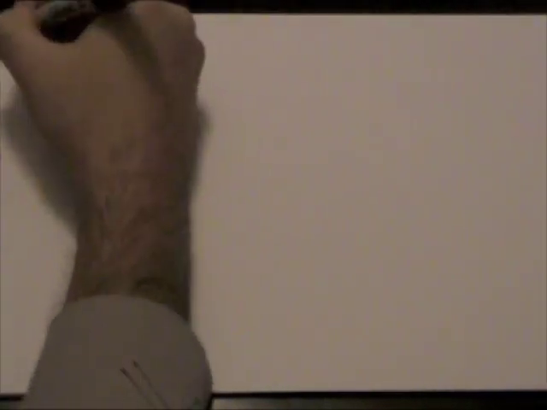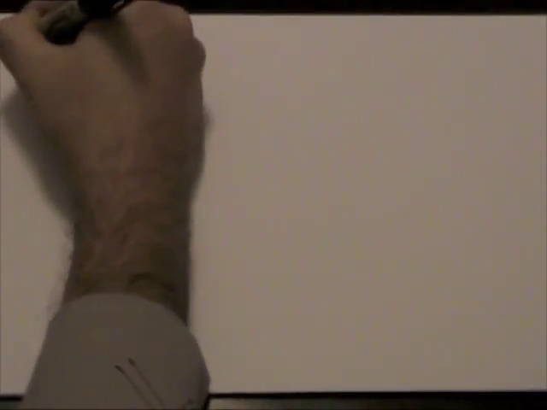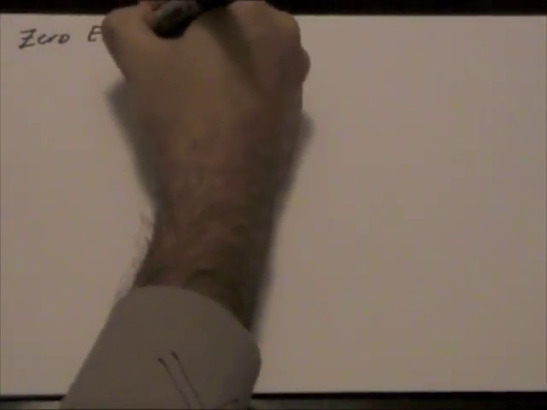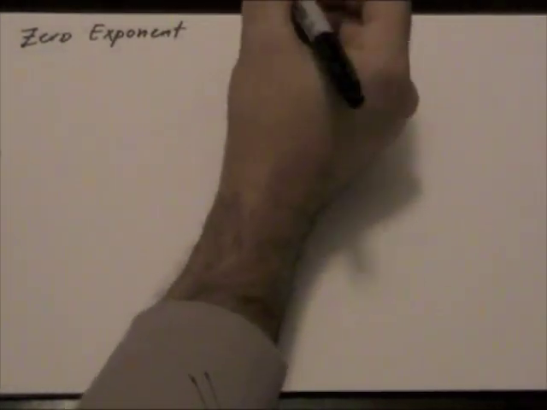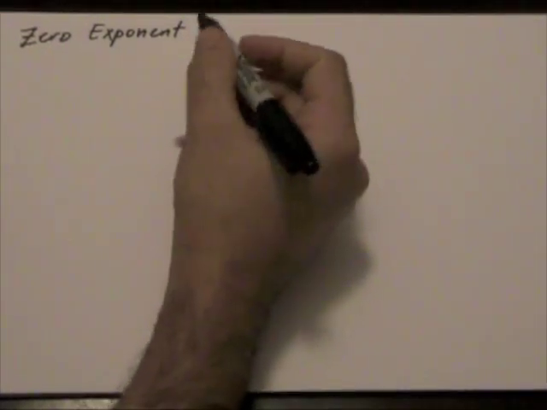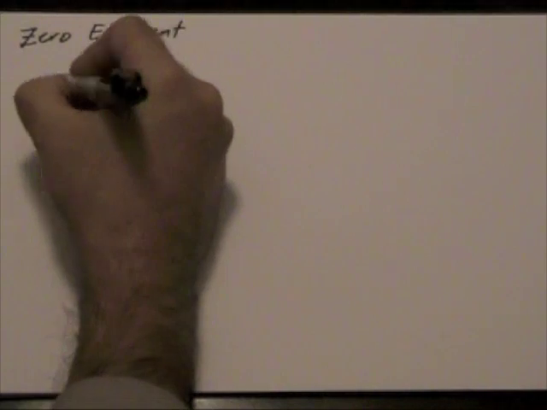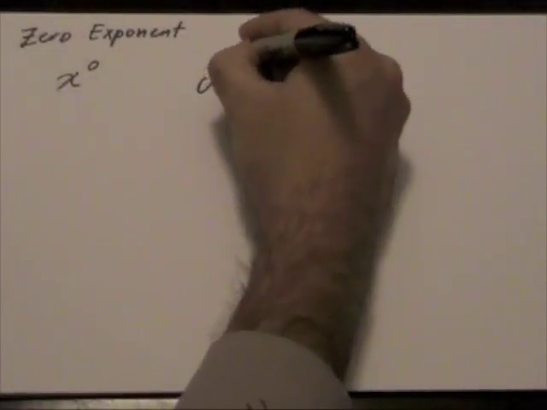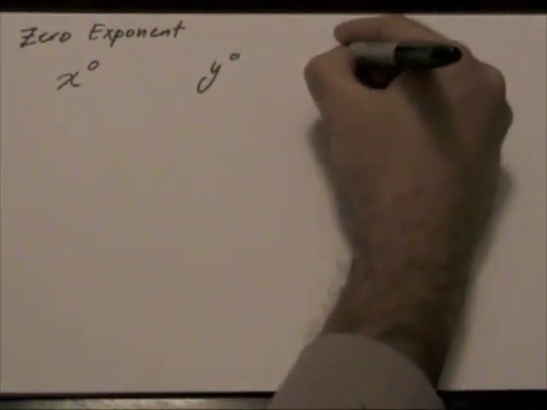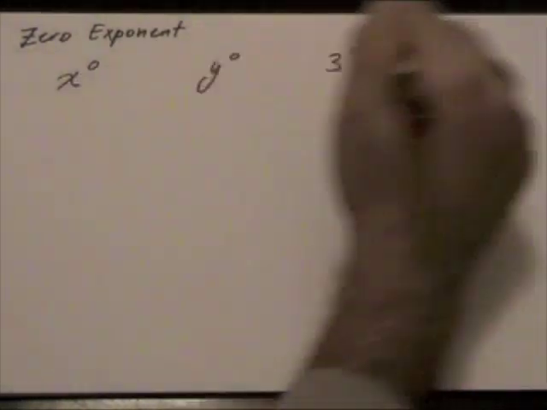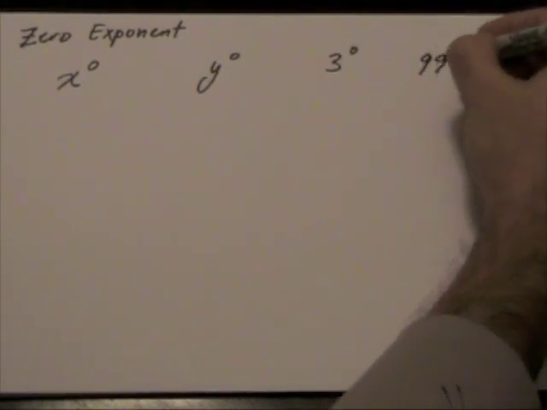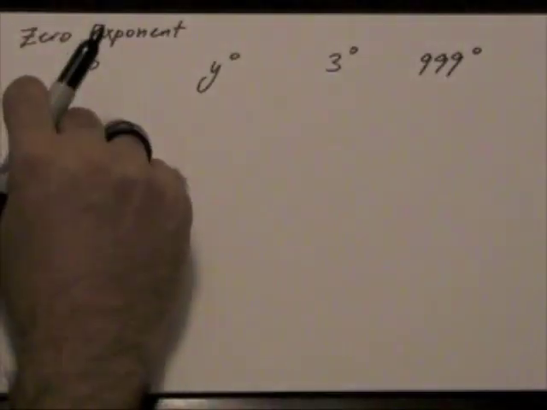Now, when dividing powers, what happens to a zero exponent? Okay, so in terms of a zero exponent, well, what is the value of x to the power of zero? What is the value of y to the power of zero? What is the value of, let's say, 3 to the power of zero? Or, let's say, what is the value of 999 to the power of zero?